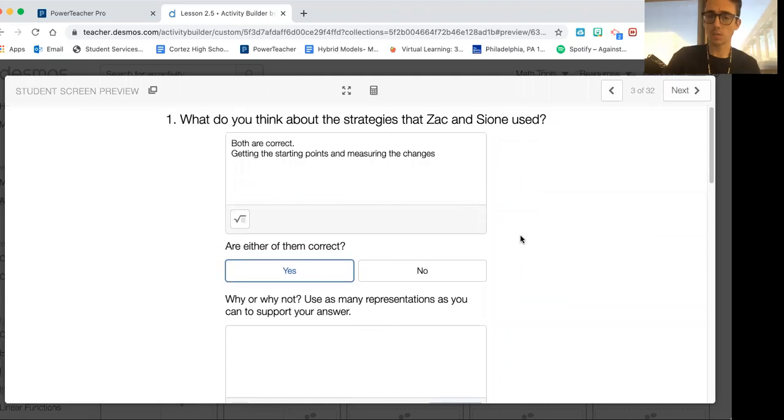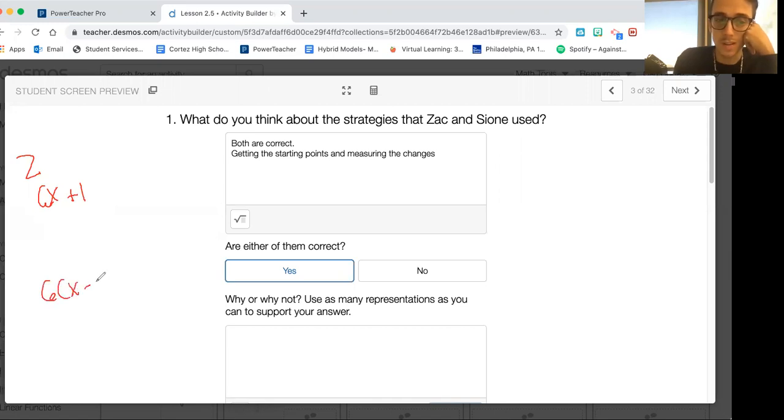I think he went back to the starting point, which would just be 1. So what did Zach say? Zach said it was 6x plus 1. Sion said 6 times x minus 1 plus 7. Well, let's think. We have both of these equations. One for Zach, one for Sion.